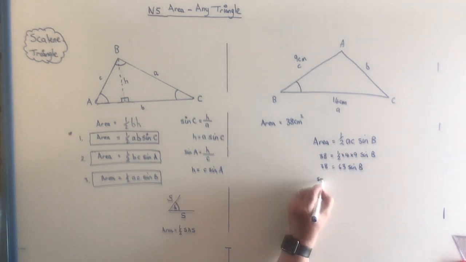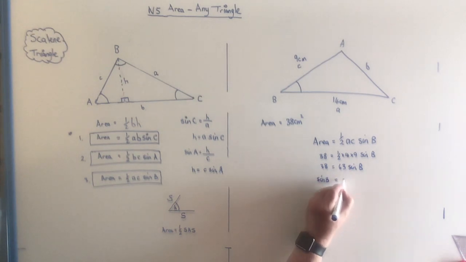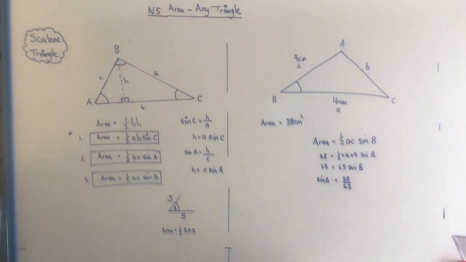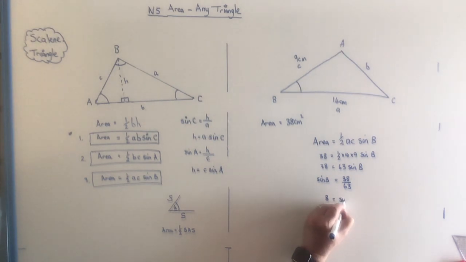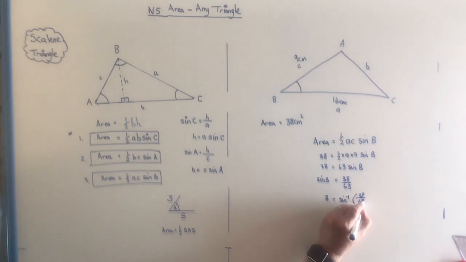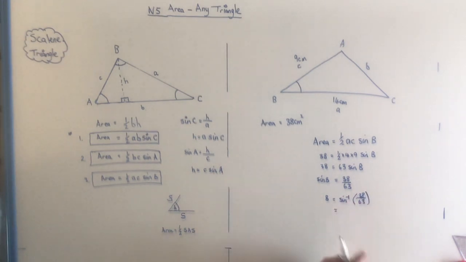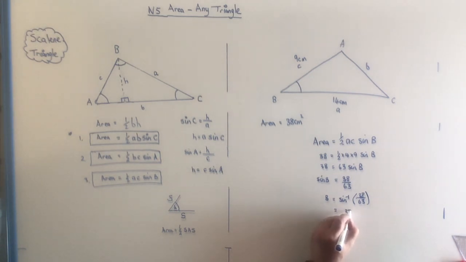Rearranging that like we did before, we get that. And B is equal to shift sine 38 over 63. And we just simply work that out. Again, just use my calculator. It's got to be quite a small angle. It should relate to the diagram. So shift sine 38 divided by 63 is equal to 37 degrees approximately, 37.1.